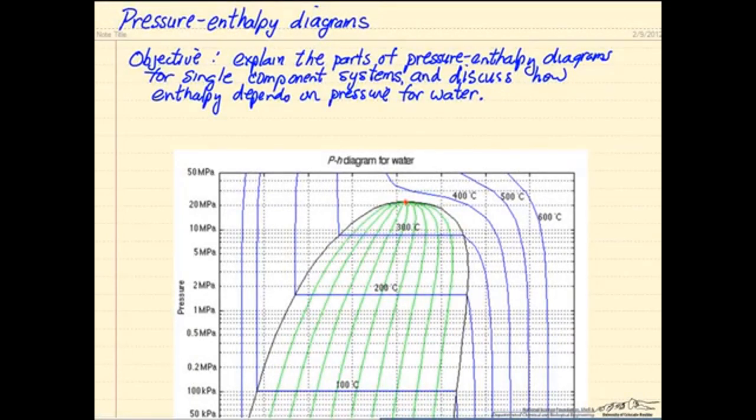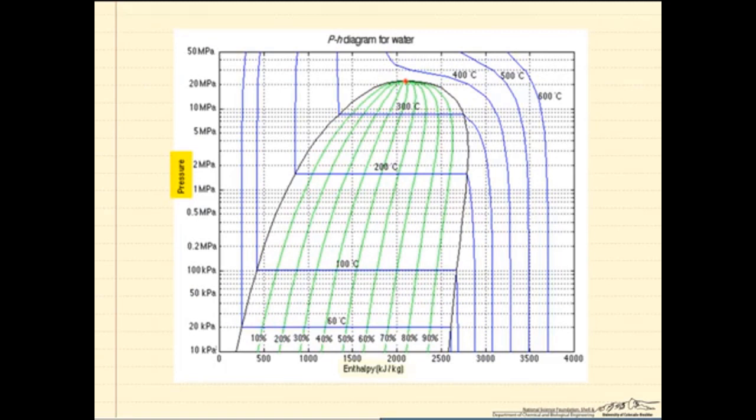I'd like to explain in this video the pressure enthalpy diagram for a single component system, and then specifically use a diagram for water to talk about some details. So what I'm showing here is pressure versus enthalpy. Notice this is the log of the pressure so that we can really see all the details on the diagram, and enthalpy in kilojoules per kilogram. So the red point, this is the critical point, and that's an important part of the diagram.